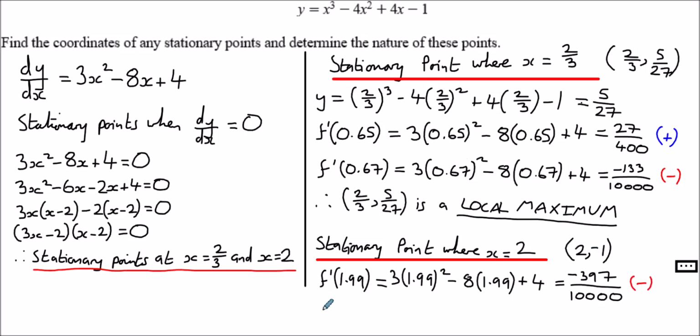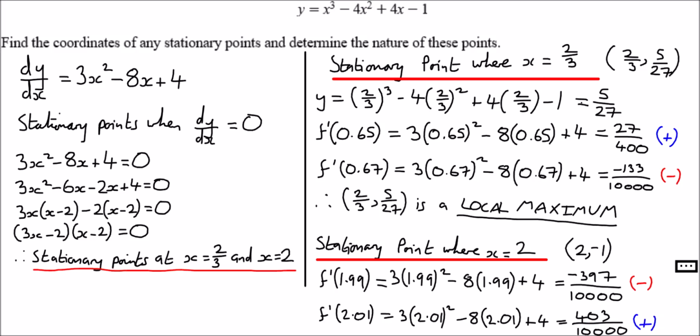Whereas when we try the gradient function at 2.01, what we get here is 3 lots of 2.01 squared minus 8 lots of 2.01 plus 4, and that should give us 403 over 10,000. Yet again, can't stress enough, don't get hung up on the actual value, just consider, is it positive, is it negative, and of course this is a positive value.